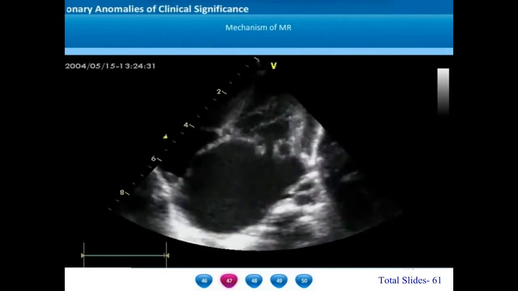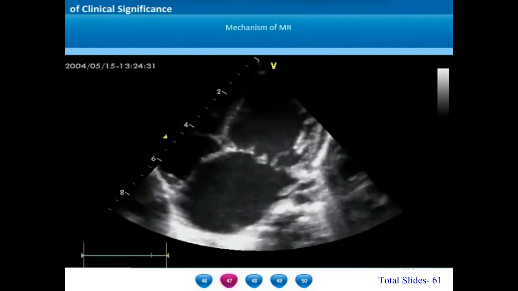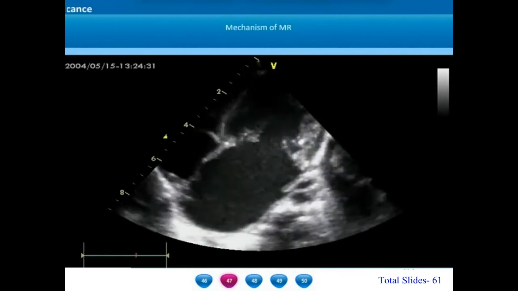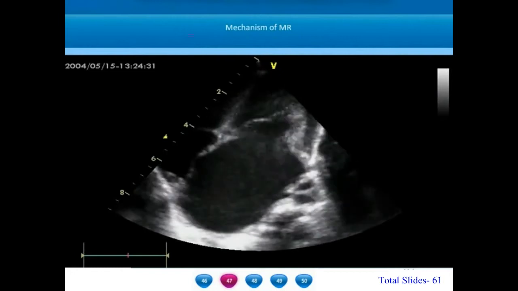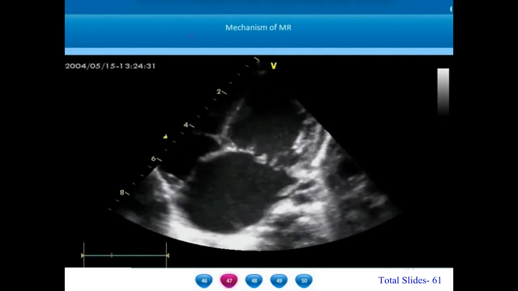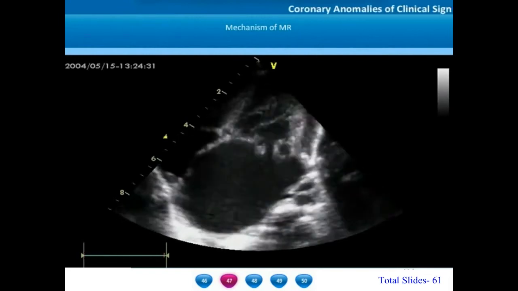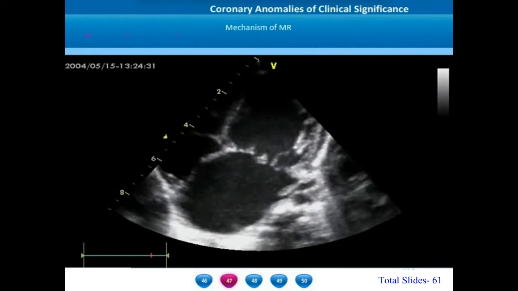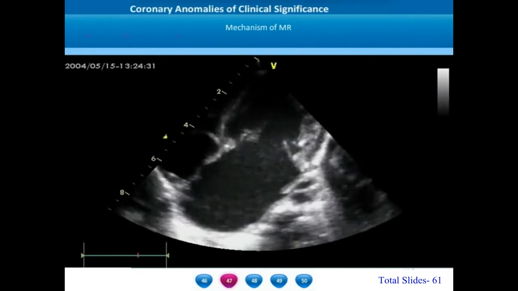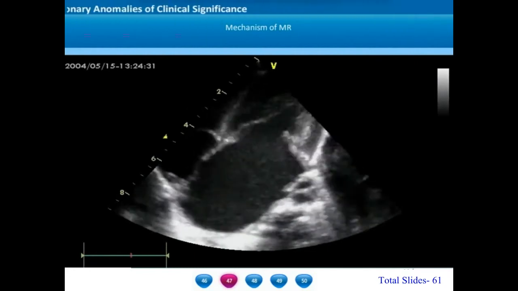In the dilated left ventricle, there may be tethering of the papillary muscles, and this can result in reduced mobility of the leaflets. There can be scarring of the papillary muscle and fibrosis that results in shortening of the papillary muscles. And these papillary muscles fail to contract in end systole, which results in prolapse.